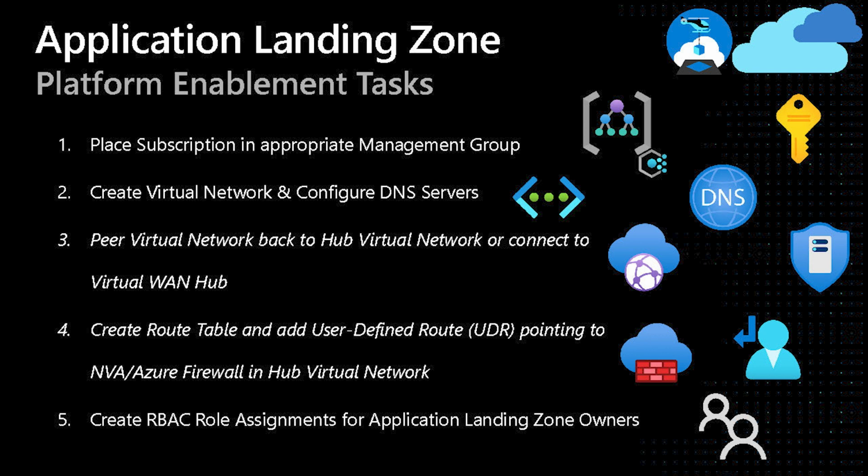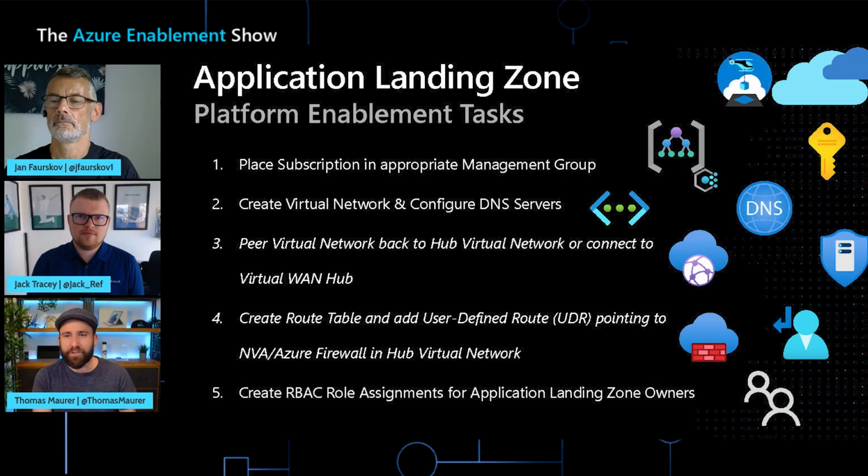They may need to create a route table and add a user-defined route to connect to either a virtual appliance for firewall services or Azure Firewall for that matter, if we're running a hub virtual network. And they need to create role-based assignments for application team owners to be able to actually access the new landing zone. Okay, that's great, but that sounds like a lot of individual steps. Do we have an easier way of doing that?